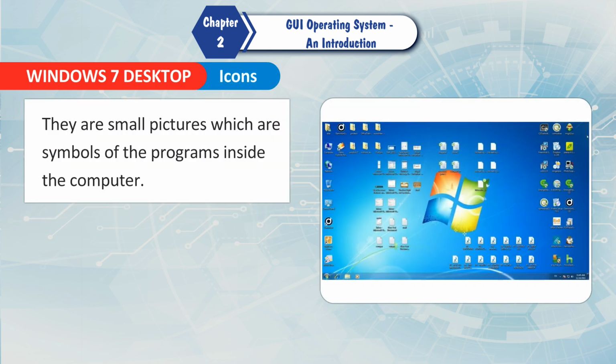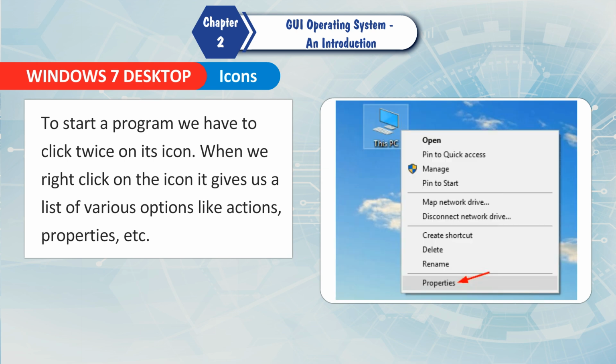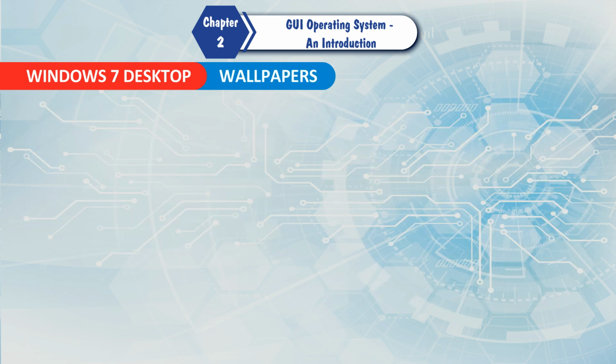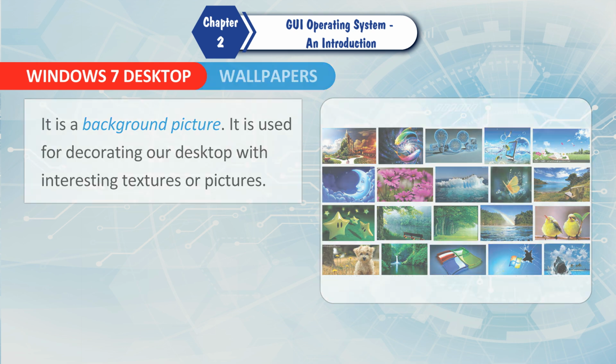Icons. They are small pictures which are symbols of the programs inside the computer. To start a program, we have to click twice on its icon. When we right-click on the icon, it gives us a list of various options like actions, properties, etc. Wallpapers. It is a background picture. It is used for decorating our desktop with interesting textures or pictures.